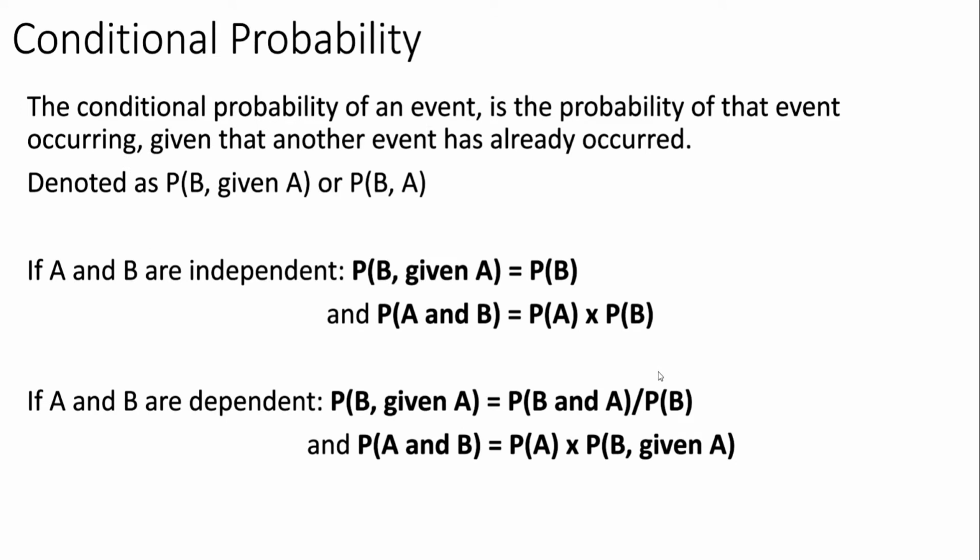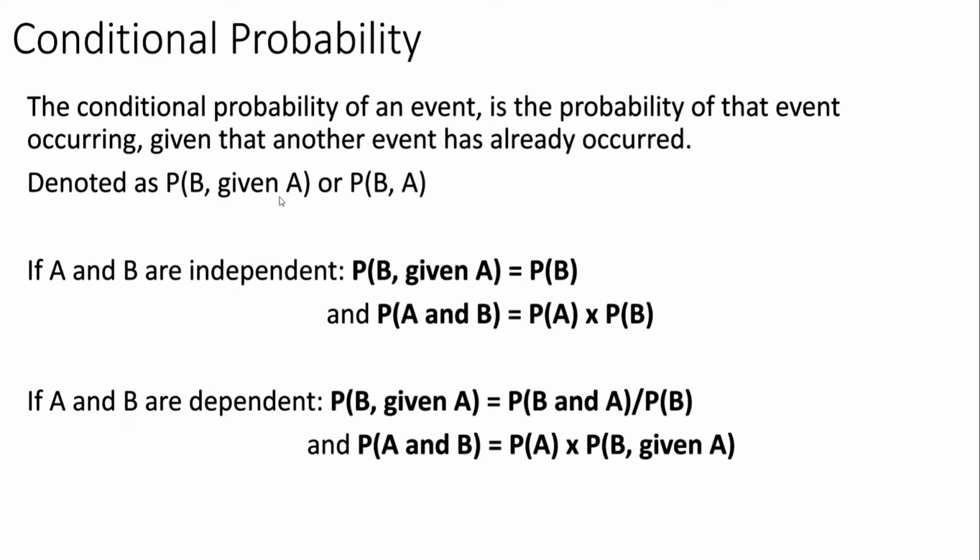Now that we've talked about independent and dependent events, we can talk about what conditional probability is. The conditional probability of an event is the probability of that event occurring given that another event has already occurred. We would denote it like this, and the way we would read this is, the probability of B given A has already happened.